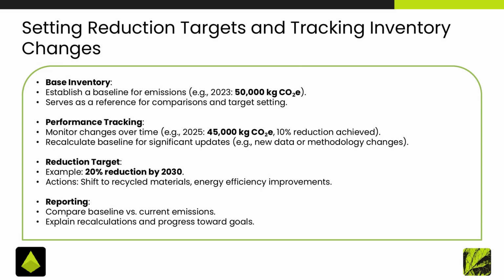Set a reduction target. Aim for a total 20% reduction by 2030. Implement actions like switching to recycled materials or improving energy efficiency to meet this goal. Finally, reporting is crucial. Compare baseline against current emissions and explain the steps taken towards your targets. This approach keeps progress transparent and targeted.